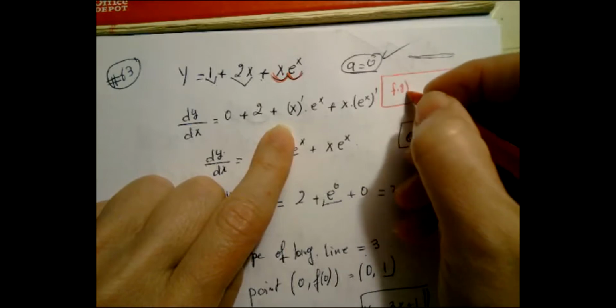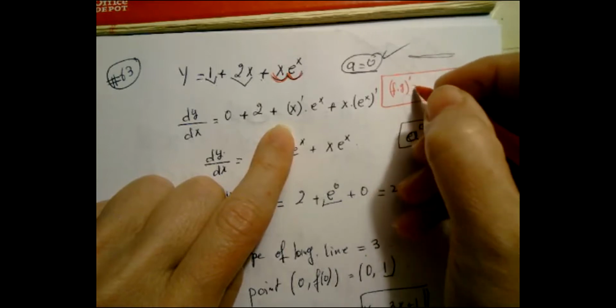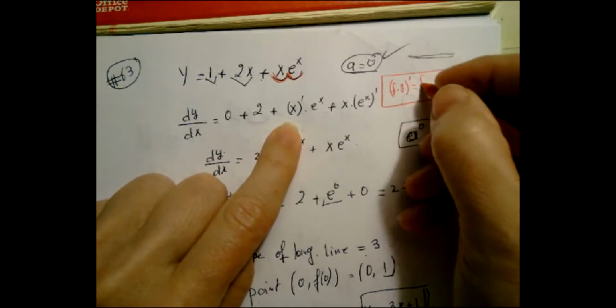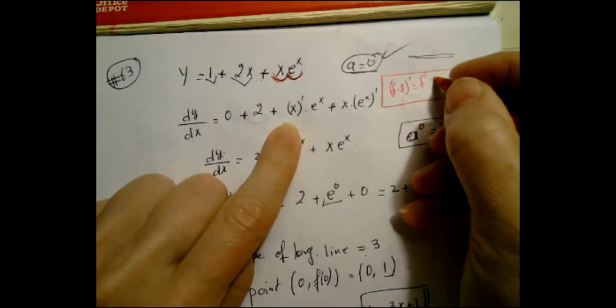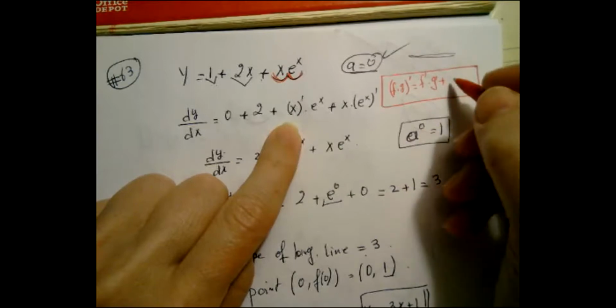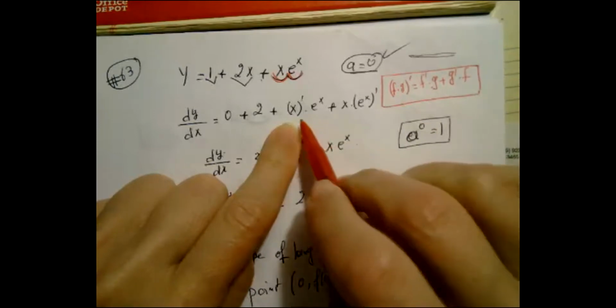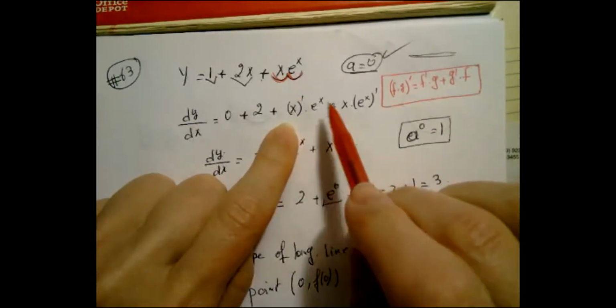It's for two functions f and g. It's f prime times g of x plus g prime times f of x. Right. Is equal to. Exactly. Am I using it correctly now?